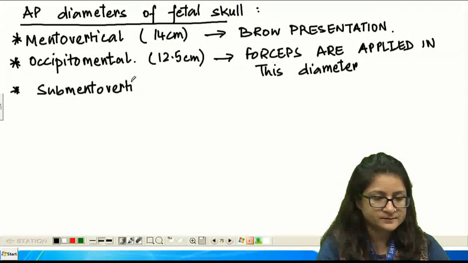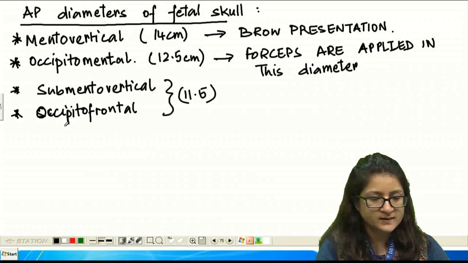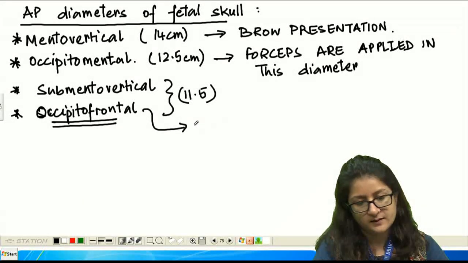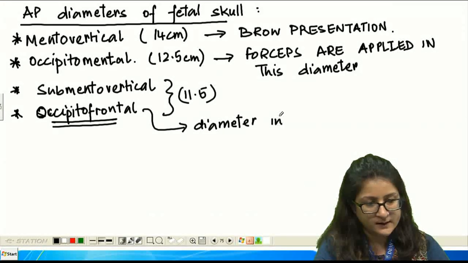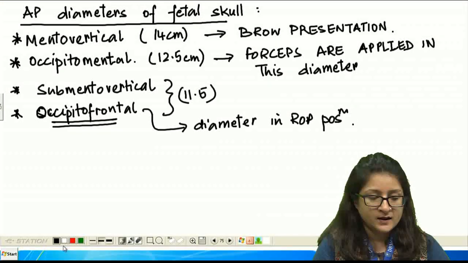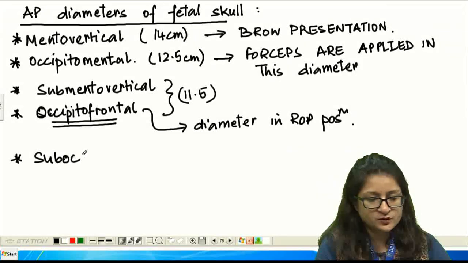Then we have the submentovertical and the occipitofrontal. Both are 11.5 centimeters. Occipitofrontal is the diameter in ROP position. Okay. Then suboccipitofrontal.